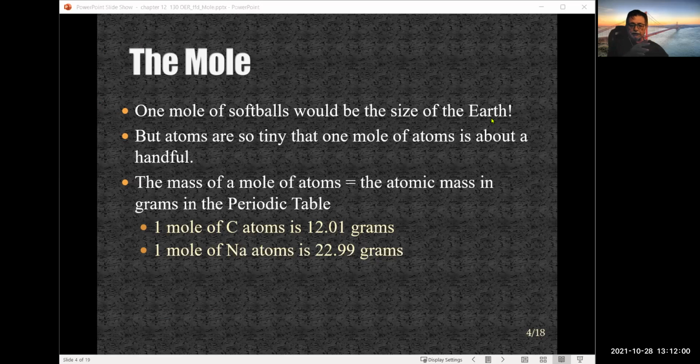When we talk about a mole of anything, another analogy would be if we had a mole of softballs, all those softballs put together would be the size of the Earth. That's how big they are, okay? But atoms are extremely tiny. When we talk about a mole of atoms, they're very, very, very tiny, okay? And if we had a mole of whatever element we want to look at, we basically have a handful, but keeping in mind that if we had a mole of any of the elements, any of the atoms, we had 6.02 times 10 to the 23rd.